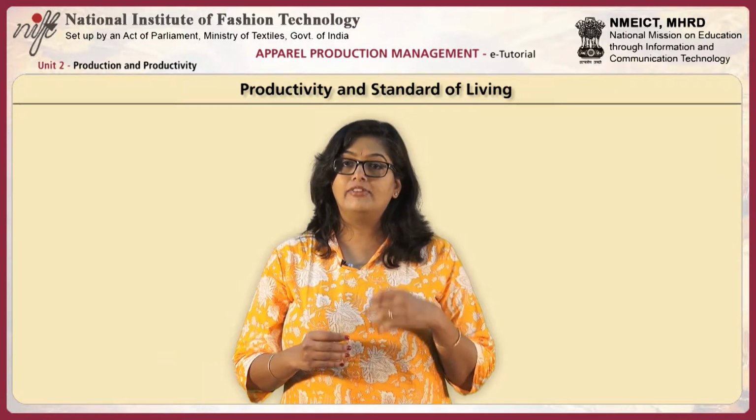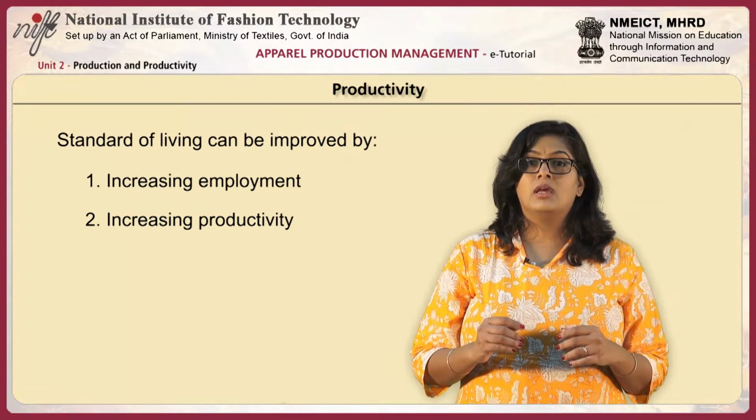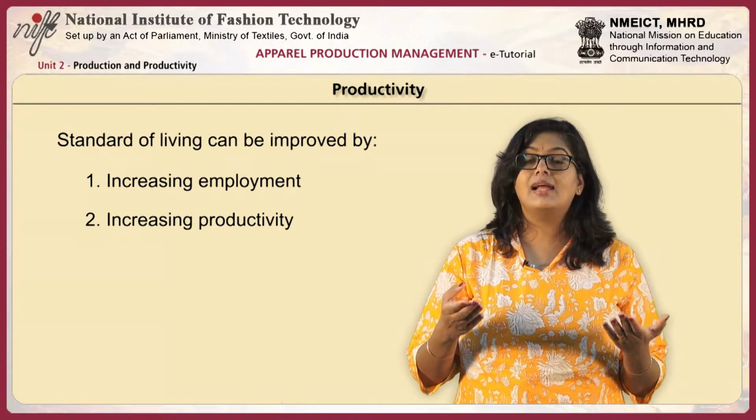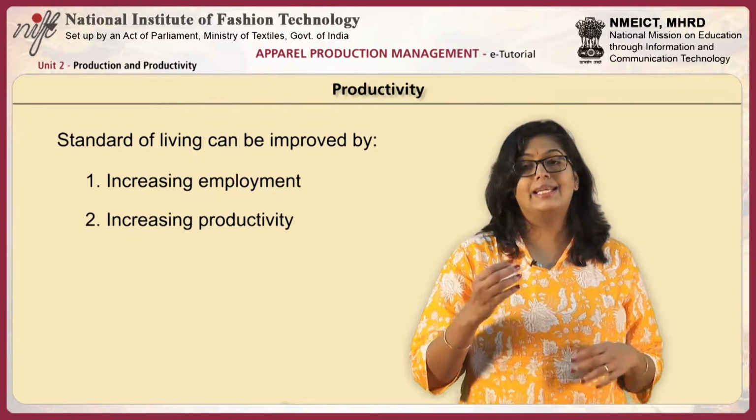Next we come to productivity and standard of living. Productivity and standard of living directly affect each other. Standard of living may be described as the amount of material well-being necessary for a person or community to sustain and enjoy life. The increase in the standard of living can only be achieved if a person or community is employed or is producing goods or services that generate income and wealth. There are basically two ways in which the standard of living can be improved: increasing employment or increasing productivity.